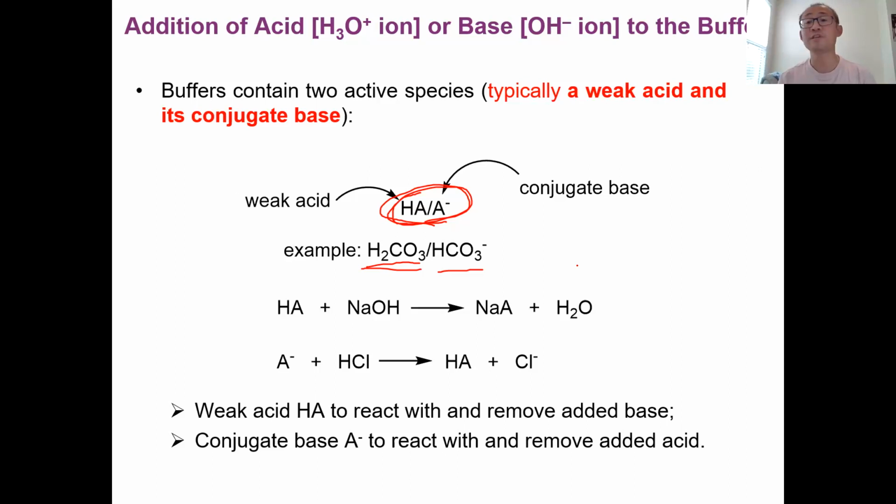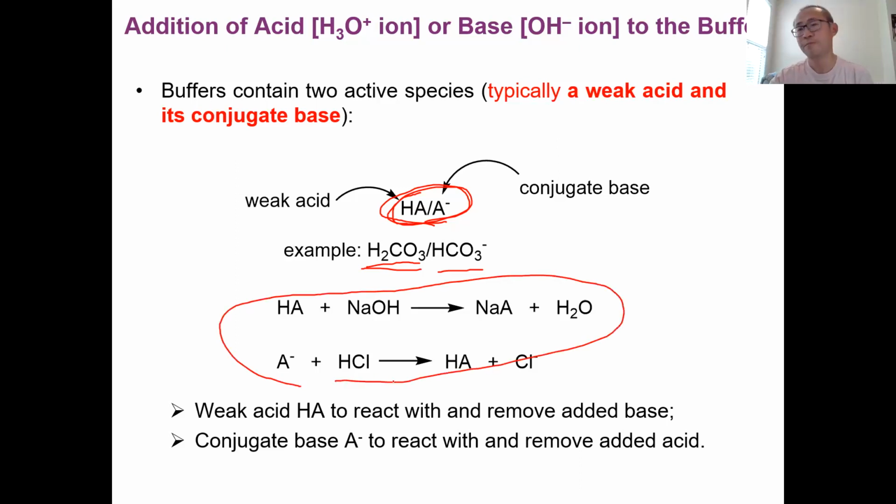Now, how does it work? In a very straightforward way, the buffer works in these two following equations. If you add a base, the weak acid is going to react with the base to convert it to the conjugate base of the acid. So basically, the externally added base is consumed by the acid, because your buffer solution contains a weak acid. Now, if you add acid to it instead of a base, then the acid is going to be consumed by the conjugate base of the acid, the A minus.